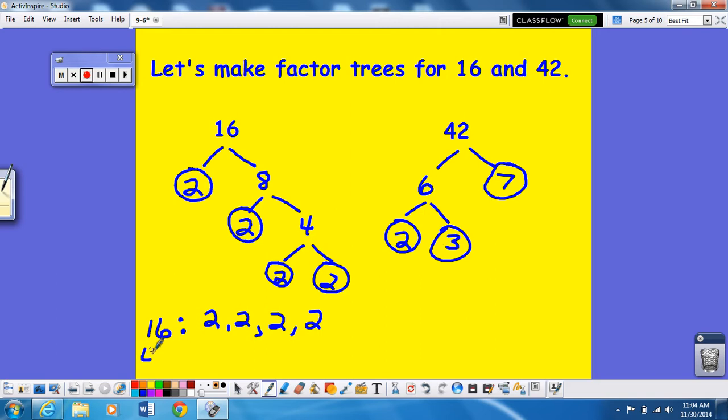Okay, go ahead and write your 42 under here. This just makes it really easy to have them already lined up. 2, 3, 7. Here you can look and see that 2 is in common, but there's nothing else in common. So the GCF of 16 and 42 is simply 2. Remember, it's not 2 times 2. It's just simply 2. You have one group of 2. So the GCF is 2.